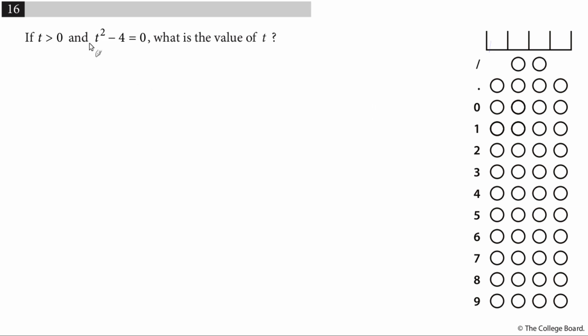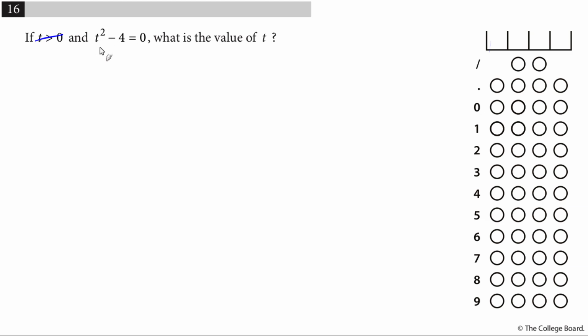If t is greater than 0 and t squared minus 4 equals 0, what is the value of t? So as I said before, this t greater than 0 is important to the problem, but for the most part in solving this problem, I'm going to almost just ignore this. I'm going to do the algebra, and then at the very end, we'll see why this is important.